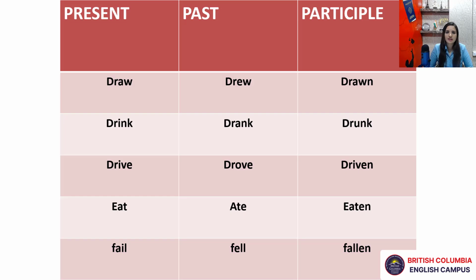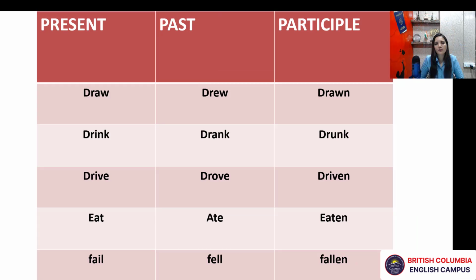So the next word is fall. It is fall. Now let's curate a sentence onto this. You need to fall in order for you to be rising again. I repeat, you need to fall in order for you to be rising again.